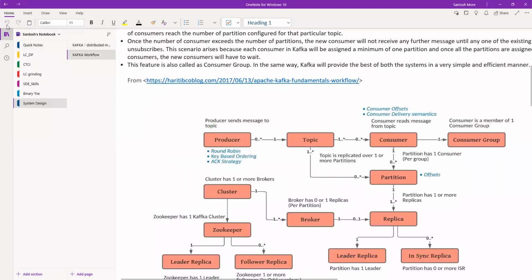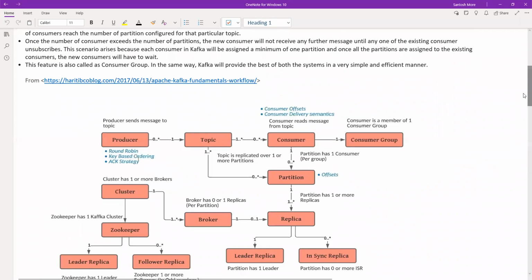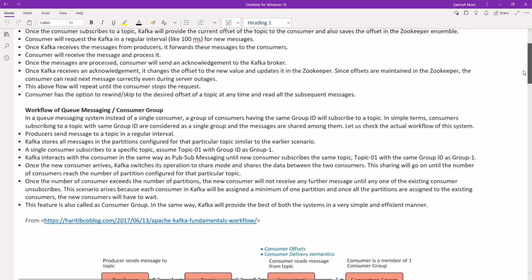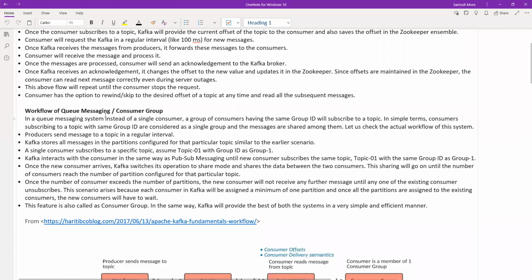So that was the thing about this one. Now the second is the workflow of queue messaging, or a consumer group. Here the messaging is slightly different, but it's almost the same again. They are referring to queue messaging, but you'll only understand what they mean by queue messaging once you complete the whole flow. Most of the time, it's still a publish-subscribe model only.